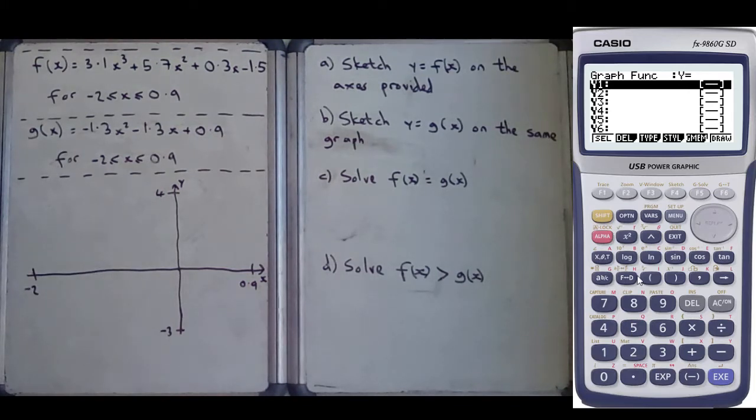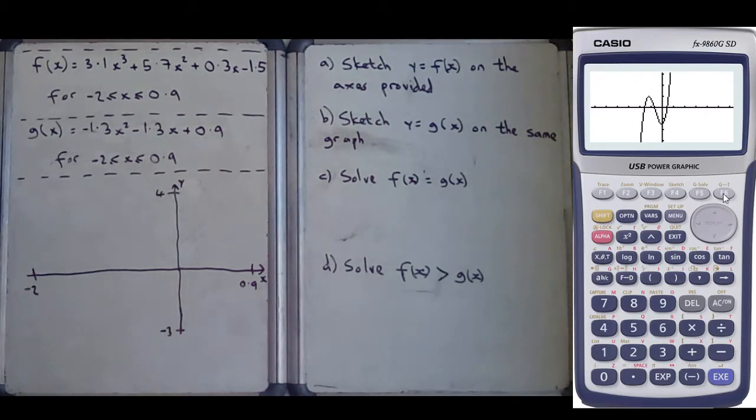So 3.1x cubed. To get cubed, I use this little hat here. X cubed plus 5.7x squared, x squared, plus 0.3x minus 1.5. Okay, I'm going to go to execute and I'm going to go to draw.